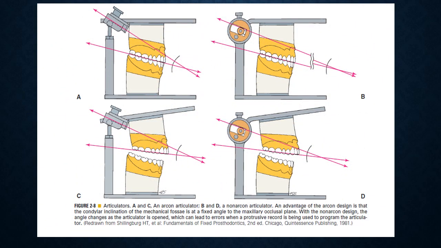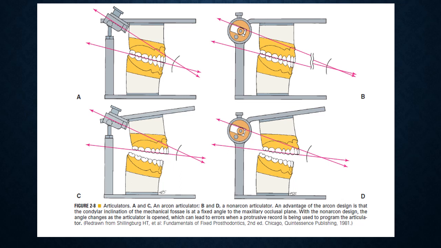Well, the main difference between the arcon articulator and the non-arcon articulator you can see in this figure. In figure A, as you can see, the angle formed between the occlusal plane and the condylar inclination is fixed in the arcon articulator when the patient opens and closes the jaws. While in the non-arcon articulators, the angle is a little bit different; this is the angle when the patient closes. When they open, there's a little bit of difference between these angles during opening and closure.